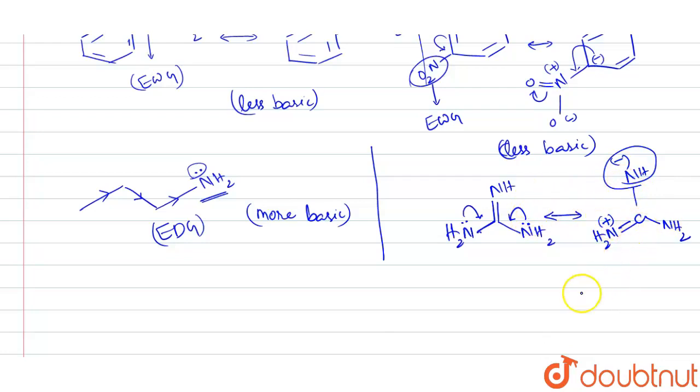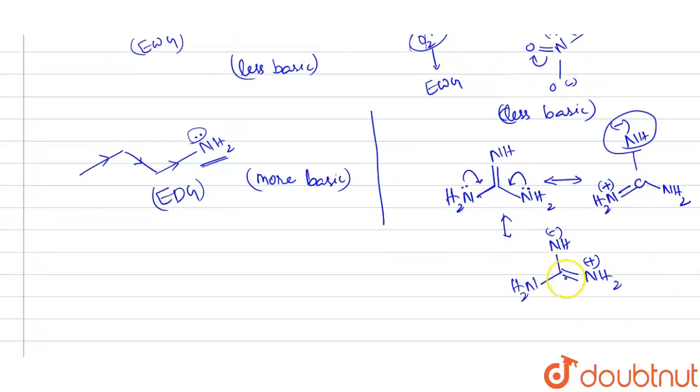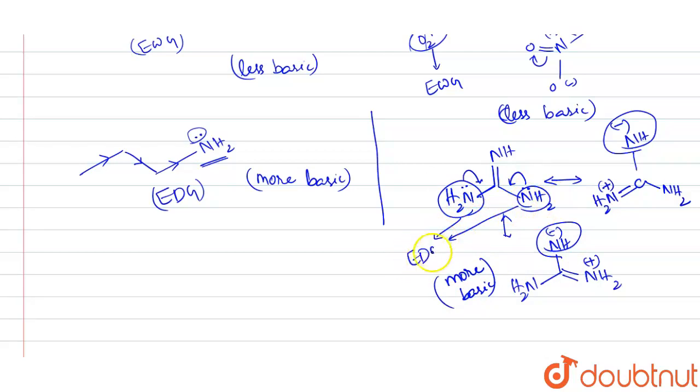Similarly, due to the other nitrogen also, it can also attain a structure like this, that is H2N single bond NH minus, and here we have NH2 plus. So this is also one of the resonating structures. So here also we have this negative charge on nitrogen atom. So this is also more basic because of these two electron donating groups. So these two are electron donating groups, EDG.